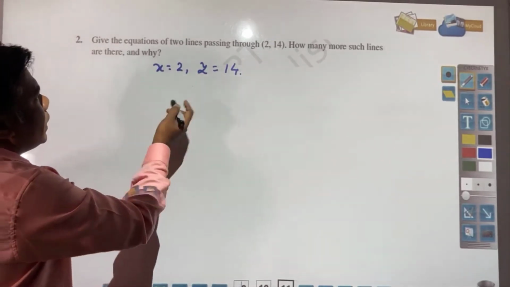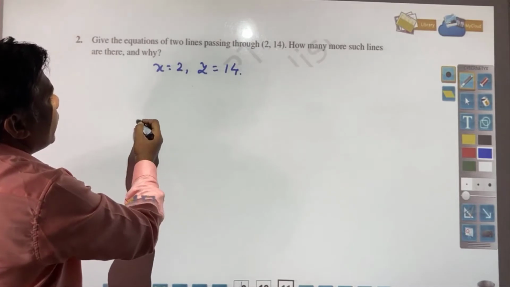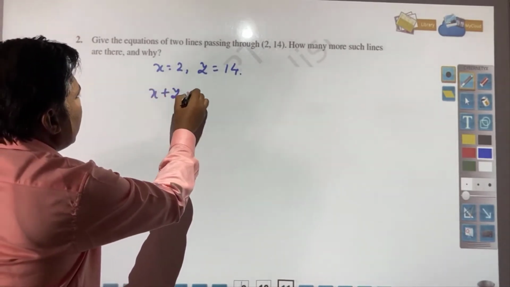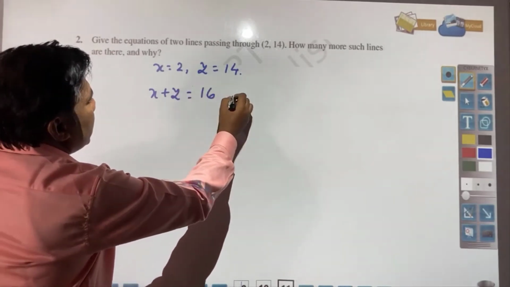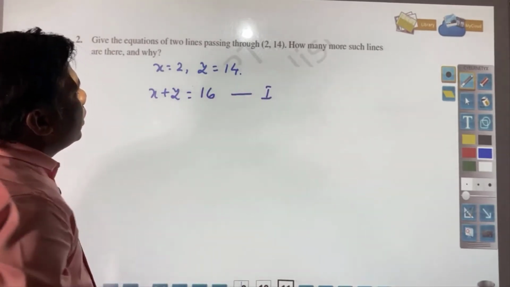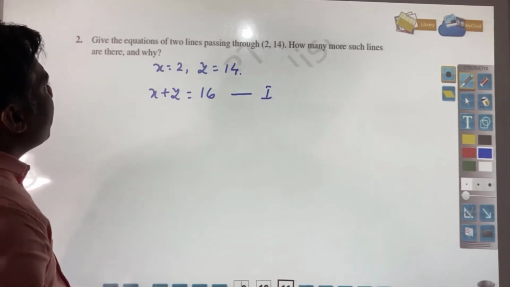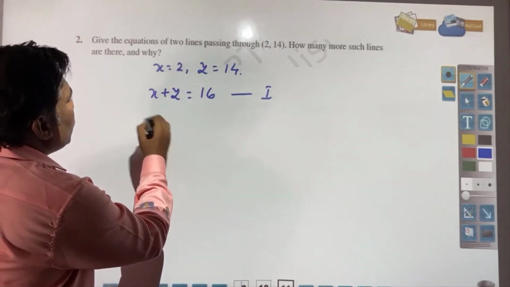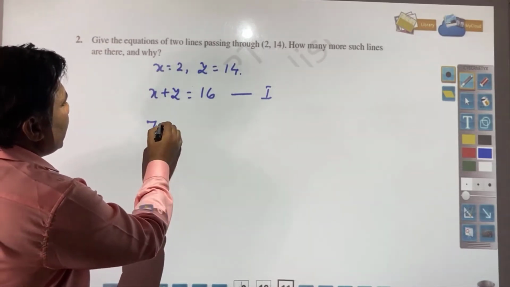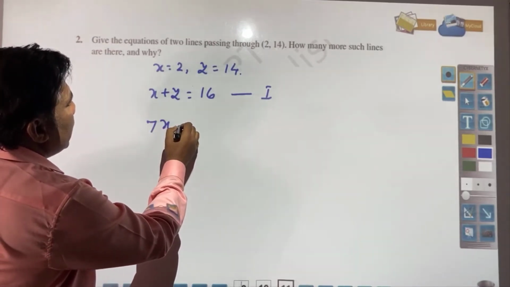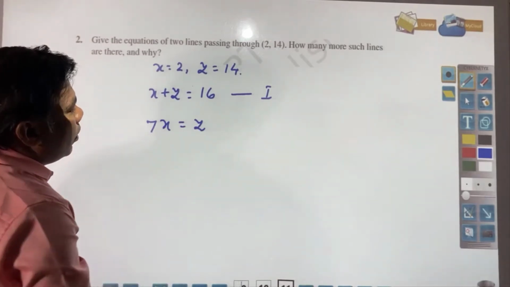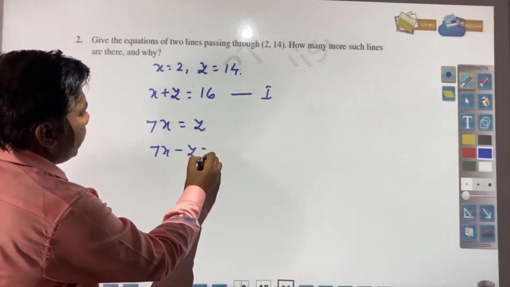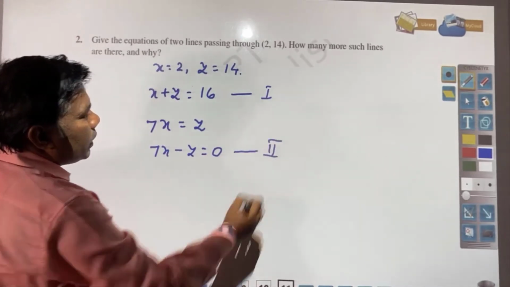So suppose just you see, if you are writing equation, what it can be formed? X plus y is equal to 16. This can be one equation. The other equation just you see, 7 into 2, that is 14. So 7x is equal to y, or you can write 7x minus y is equal to 0. This can be the second equation.